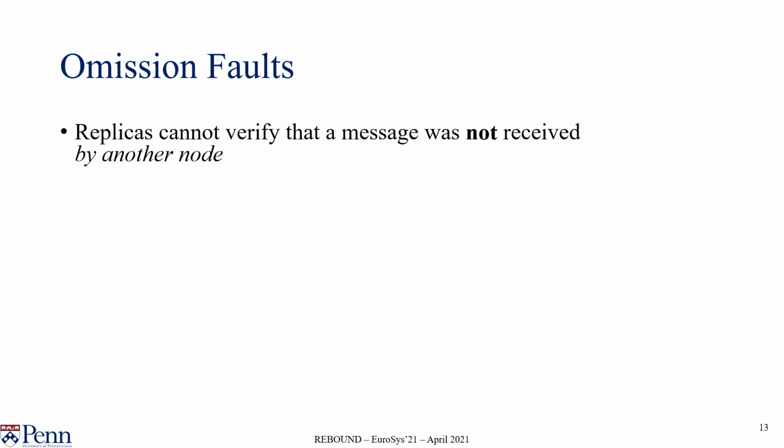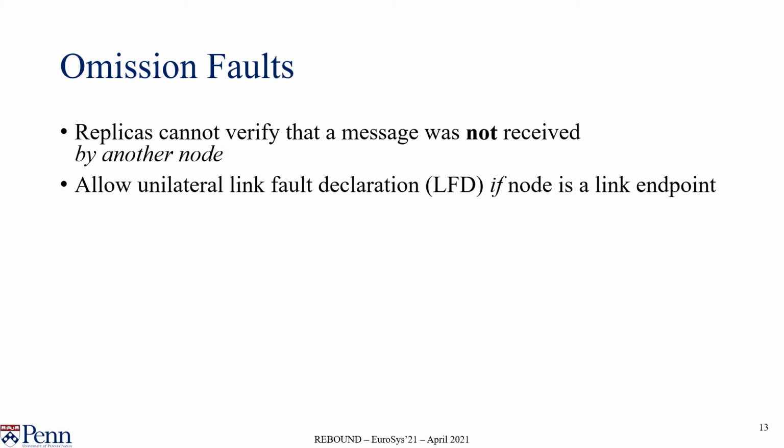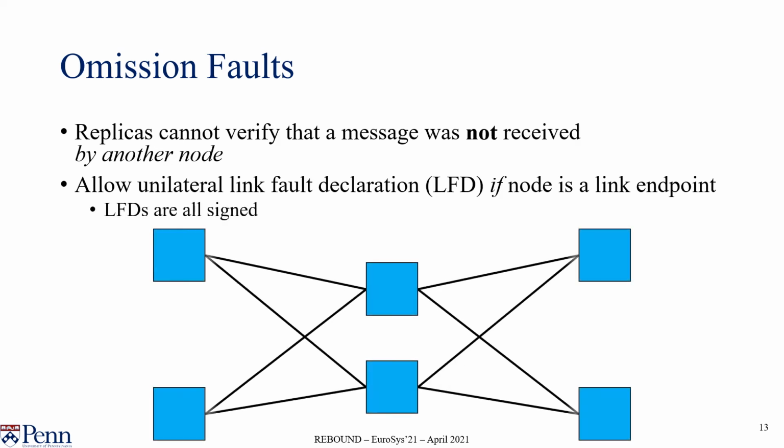That is, replicas cannot verify that a message was not received by another node. Our solution to this is to allow a node to declare a link to be faulty unilaterally, so long as it is one of the endpoints of that link, and it signs the link fault declaration.